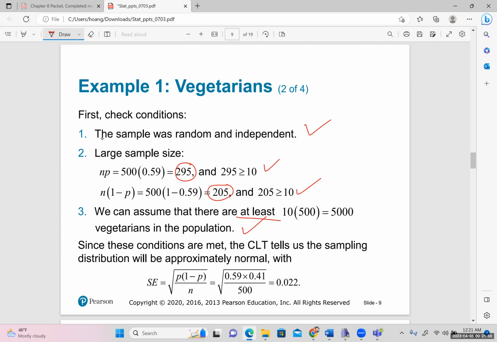Okay, and so this all meets the conditions for the central limit theorem. We're going to say this sampling distribution will be approximately normal, with the standard deviation being the standard error. You can substitute p and n in the formula and calculate it to get 0.022. So we have the standard error.